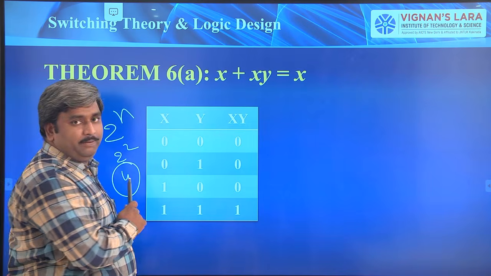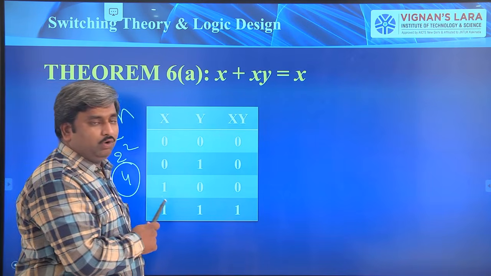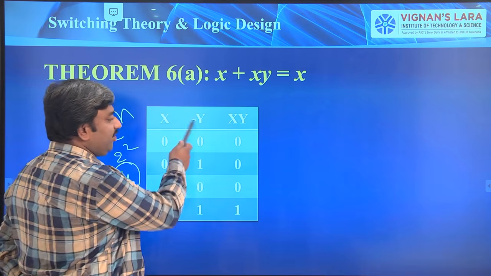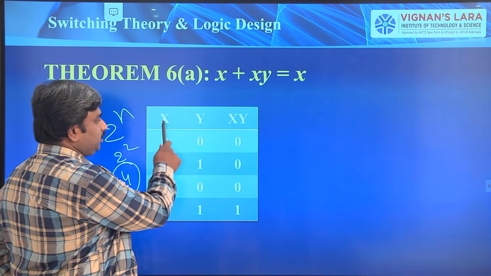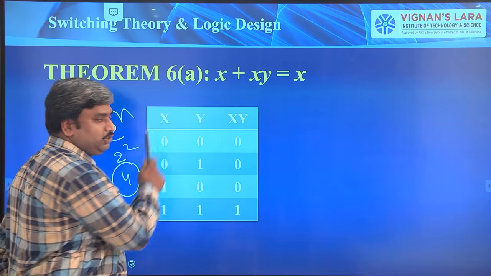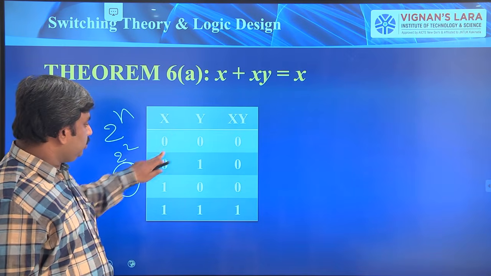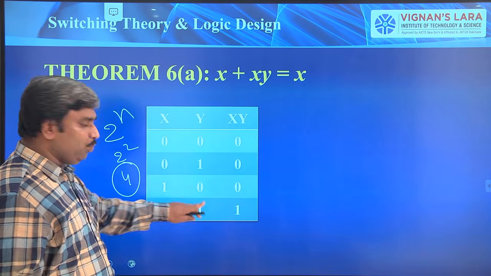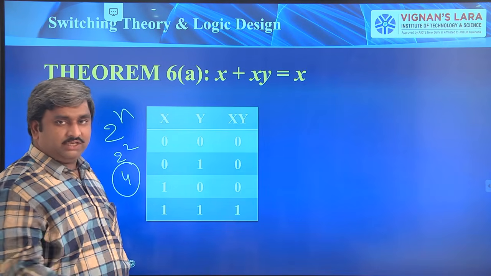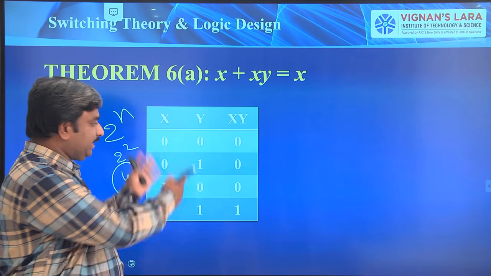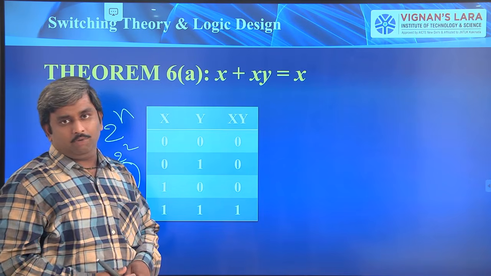So the x value may be 0, the y value may be 0. The x value may be 1, the y value may be 1. Maybe this one 0, this one 1, this may be 1, this may be 0. So all the possible combinations are represented here: 0 0, 0 1, 1 0, 1 1. By using these two input signals, these are the maximum possible combinations. Other than this, we don't have any possible combinations.